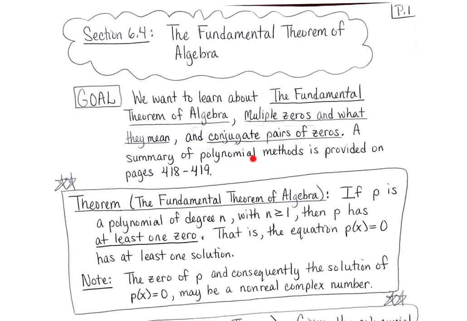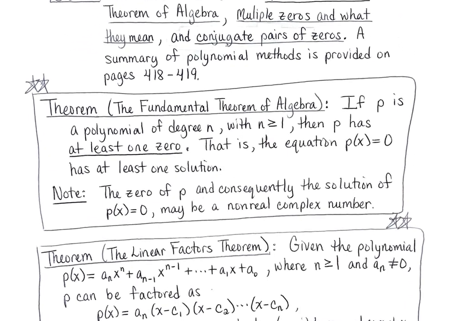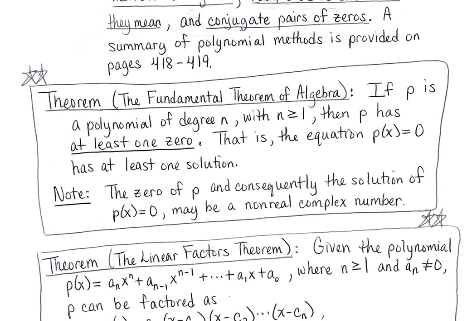A summary of the polynomial methods will be on pages 418 and 419 of your books. But let's go through the actual fundamental theorem of algebra, and then I'll break it down. If P is a polynomial of degree n with n greater than or equal to 1, then P has at least one zero. That is, the equation P of x equals 0 has at least one solution.